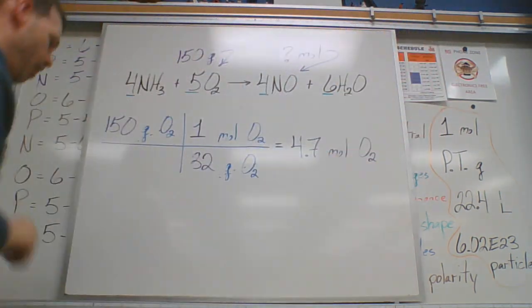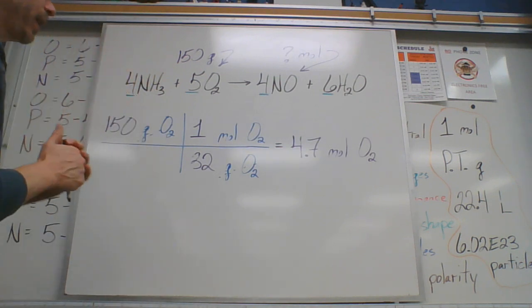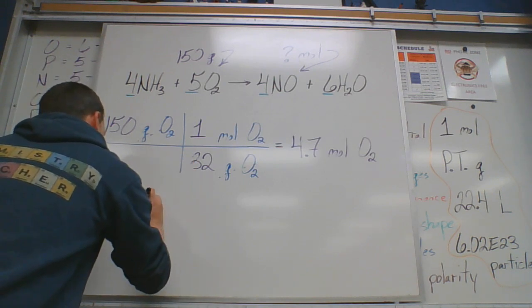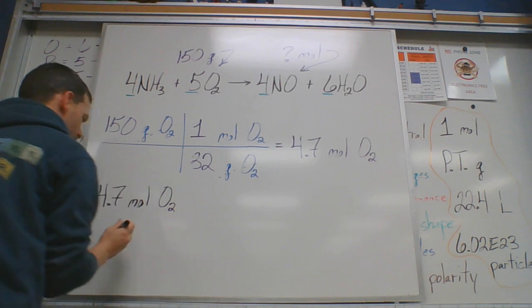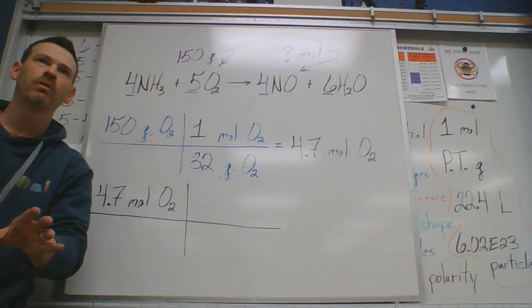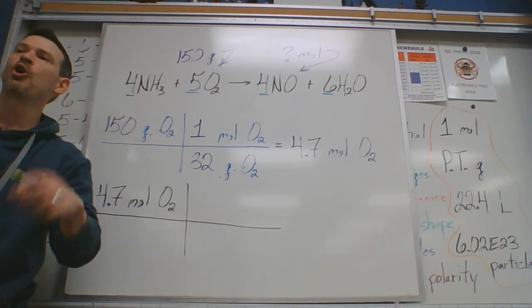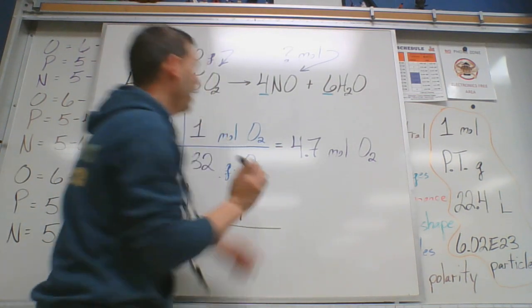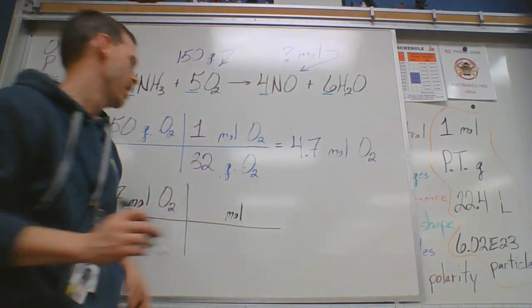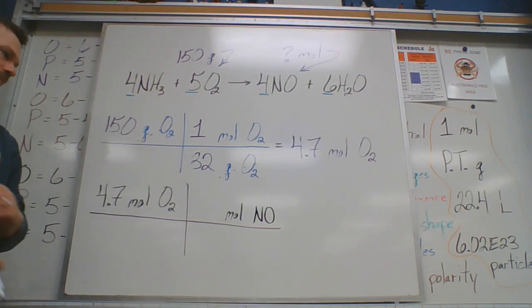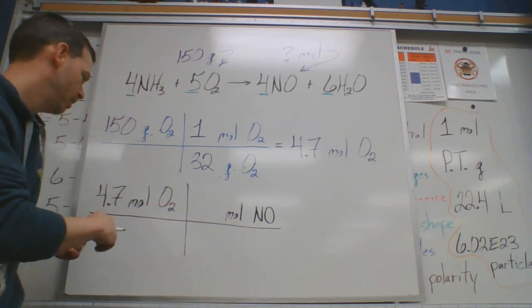So let's set that up. It's just another one of these guys. Here we go. So I'm going to take that 4.7 moles of O2 and following step 2, turn it into moles of what it's asking for. What's it asking for? NO. Remember, it's asking about the nitrogen monoxide. Drag your diagonal.